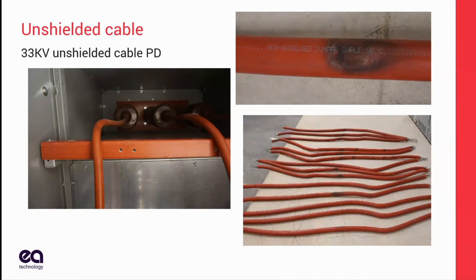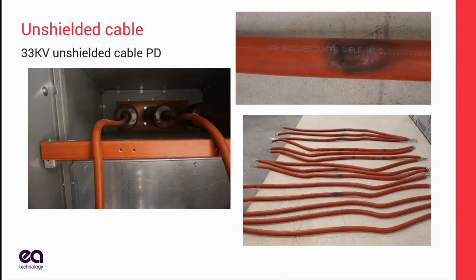They thought they were good. Instantly, on energization, partial discharge started. These cables and these burn marks on the cables are after 4 months of operation. And they had done every test they thought they needed to do. Fortunately, this customer had a full-time PD monitor.